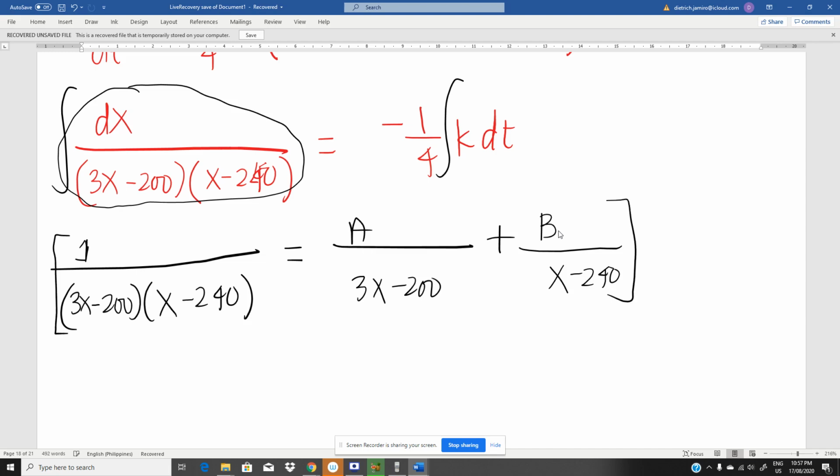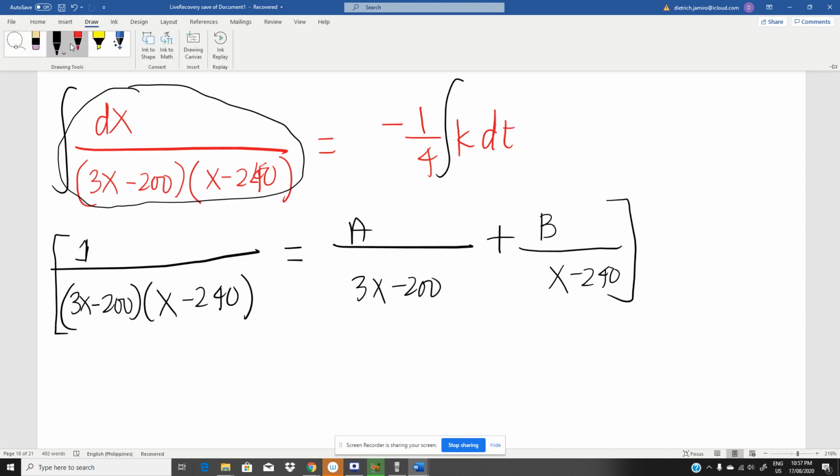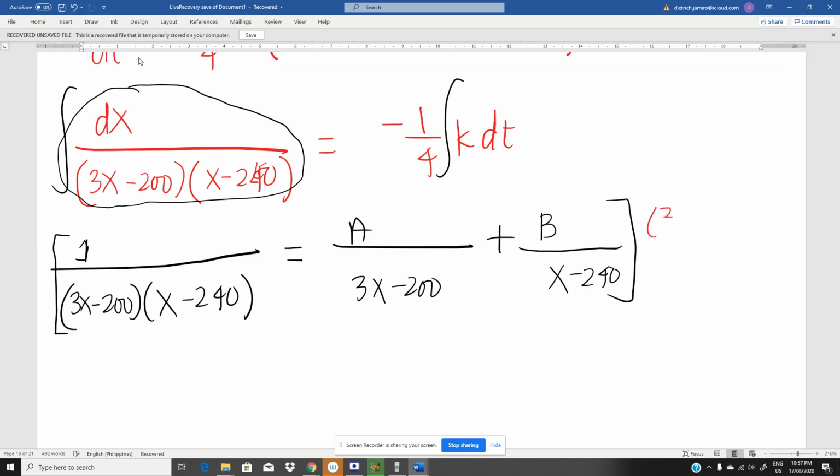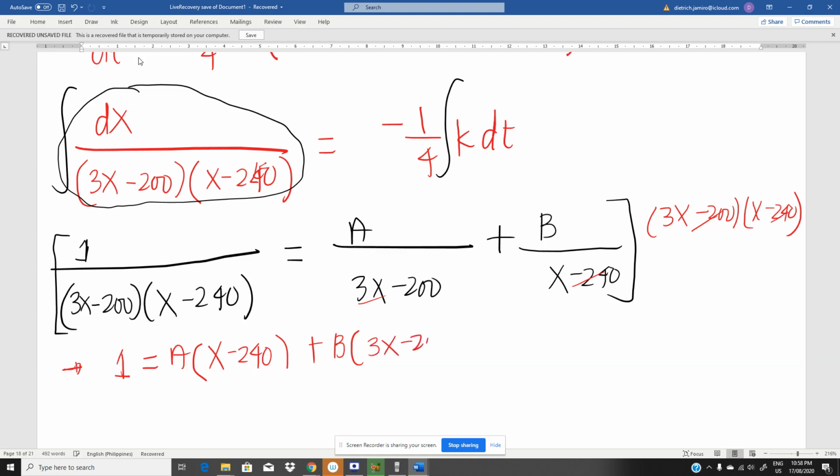Then multiplying both sides of the equation by (3x minus 200) and (x minus 240), we will have 1 is equal to A multiplied by (x minus 240), since the 3x minus 200 will cancel out on this side, plus B multiplied by (3x minus 200), since the x minus 240 will cancel out.